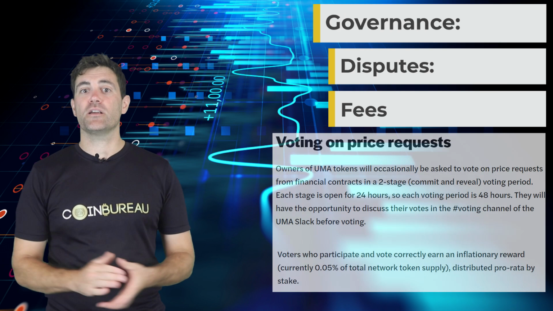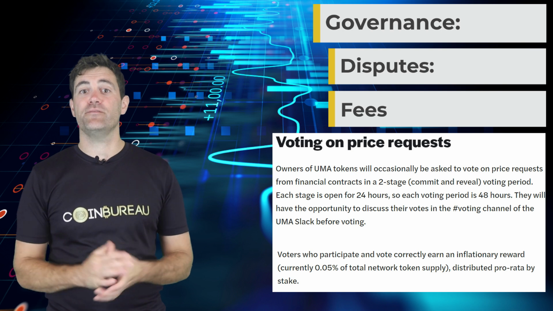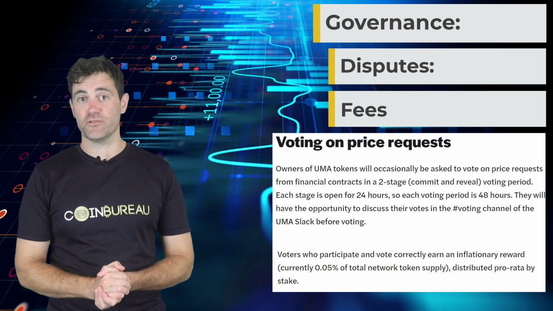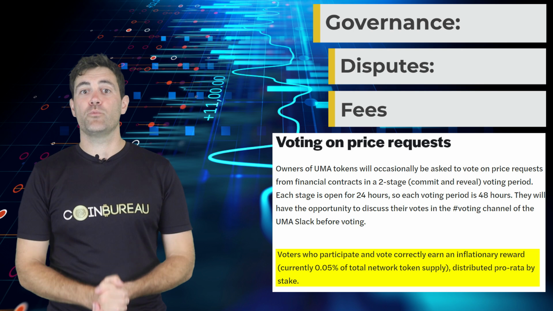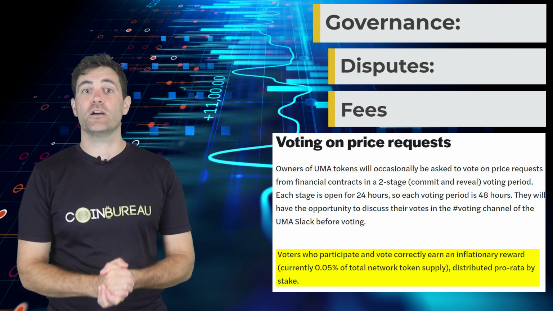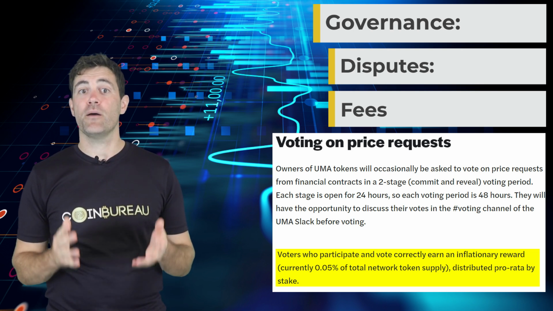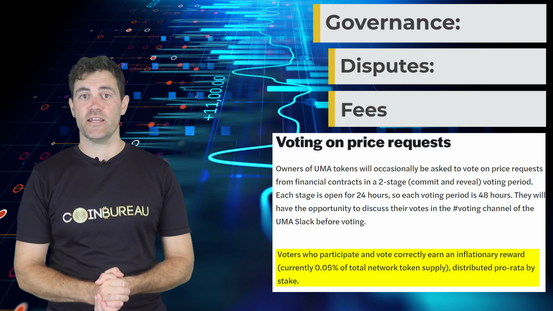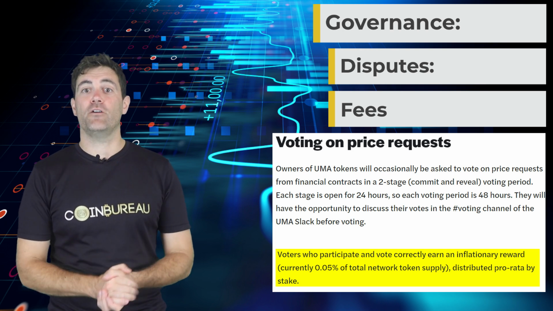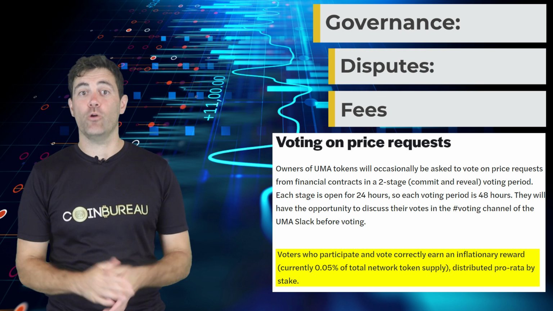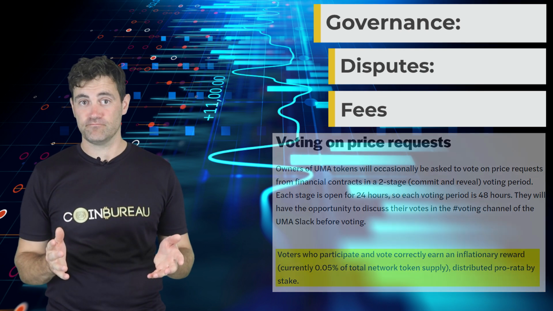When it comes to governance, holders are expected to participate in votes around UMA improvement proposals. Those that do are rewarded 0.05% of the total network supply that's distributed pro rata according to the amount staked. This has the effect of increasing the total supply every year, albeit at a really low rate.